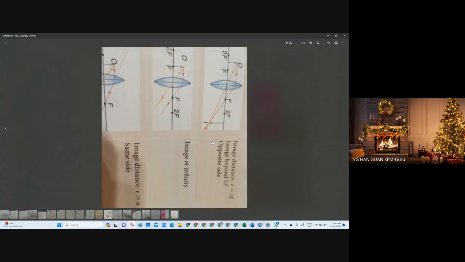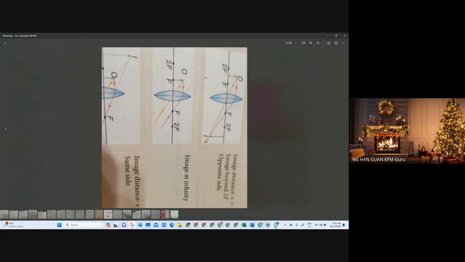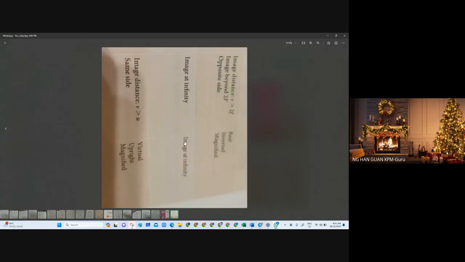I cannot rotate it. Okay. So you see this case. This is inside this reference book. It's only common image at infinity, and then characteristic image at infinity. He made the correction in his reference book.